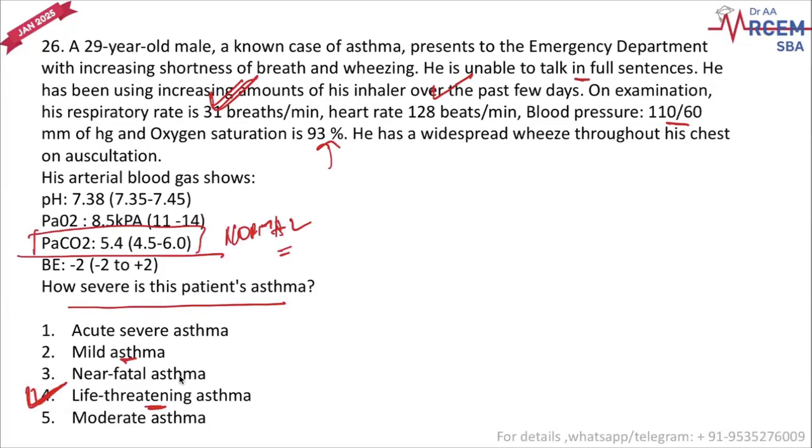Confusion should be in acute severe or in life-threatening asthma. All the symptoms are there of acute severe except this one. This should have been on the lower side, but it is in the normal range. So it's often life-threatening asthma. The same thing, I will change it to, for example, 6.8. What will it be? It will be near fatal asthma. Good. One of you got it right.